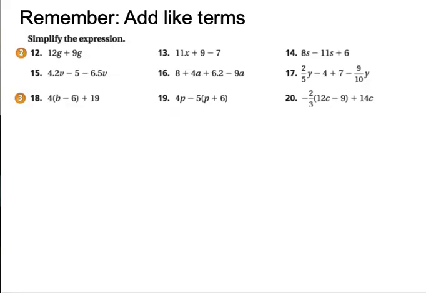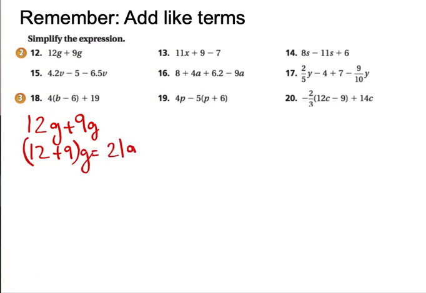Now first, we need to remember adding like terms. We learned this in 7th grade, and we have used it continuously since then. So, first, what is 12g plus 9g? These are like terms, so we can treat it as 12 plus 9 times g. So this will be 21g.